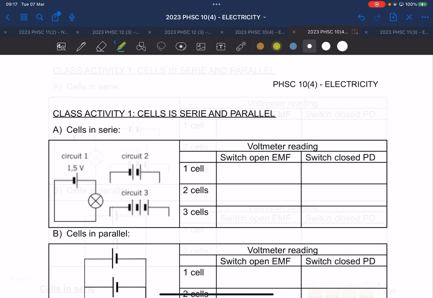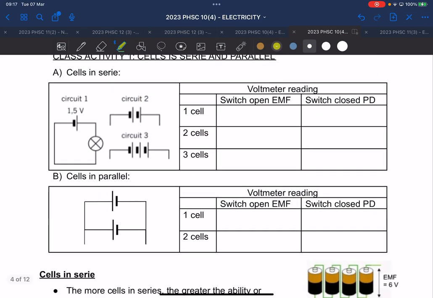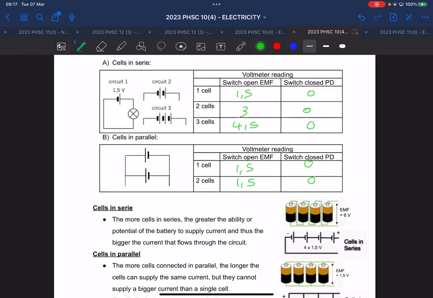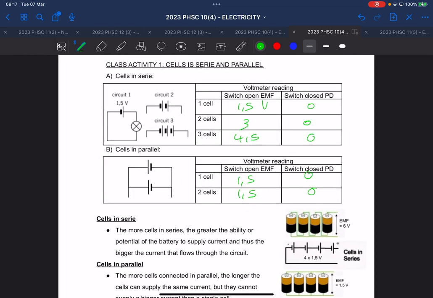All right, back to your notes. So here you filled in. This was 1.5, 3, 4.5, 0, 0, 0, 0, 0, 1.5, 1.5. Then the unit. Volts.